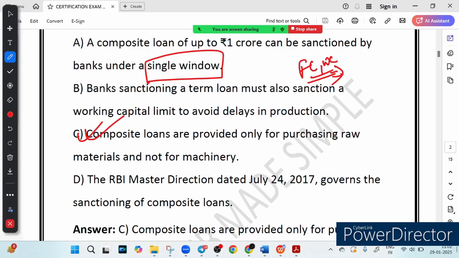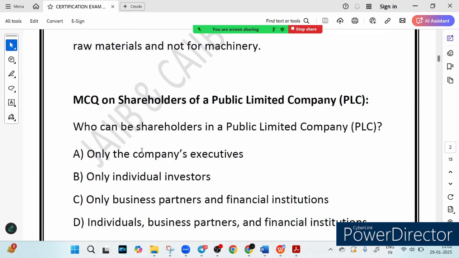Now let's see the next question. The next question is regarding who can be a shareholder in a public limited company, right?